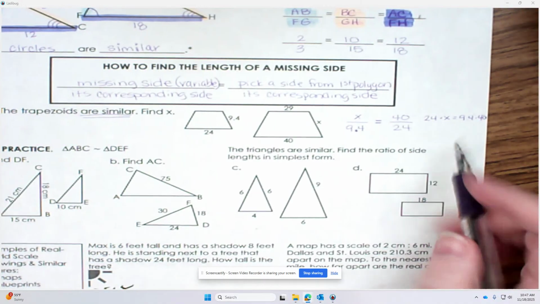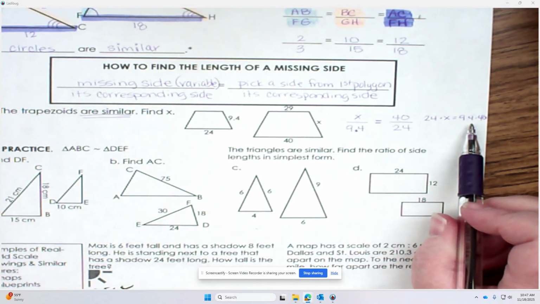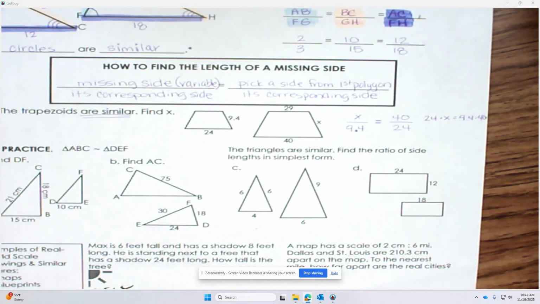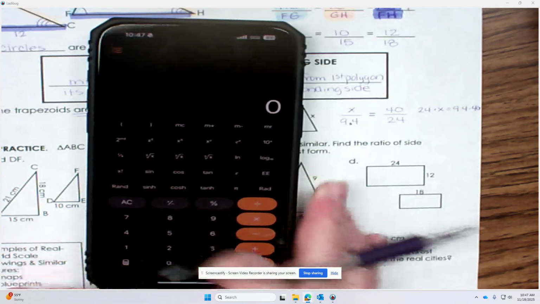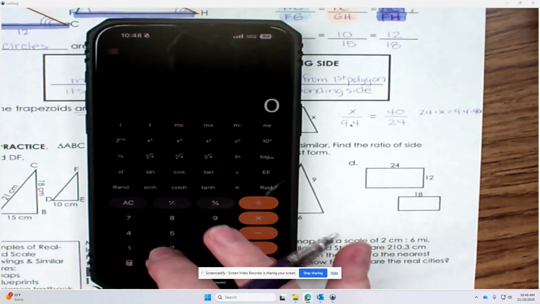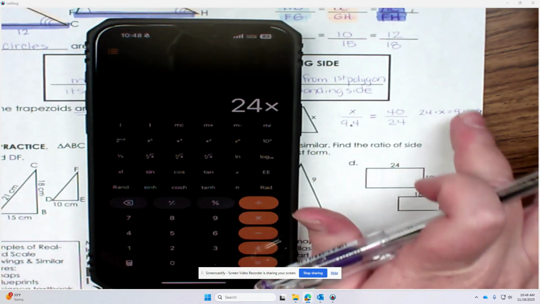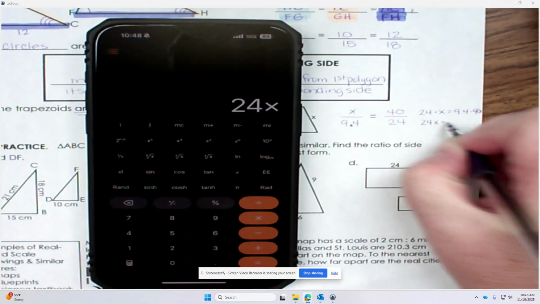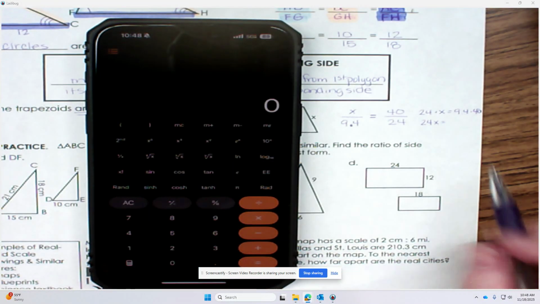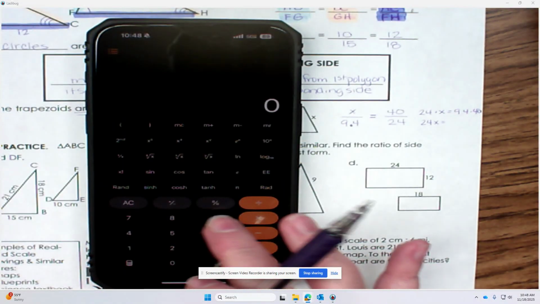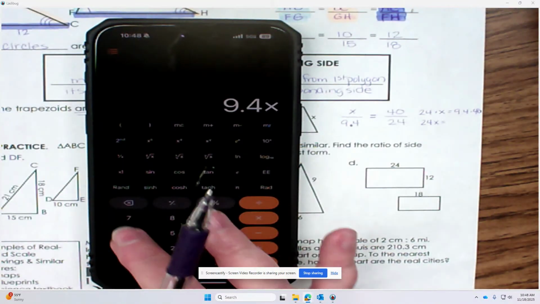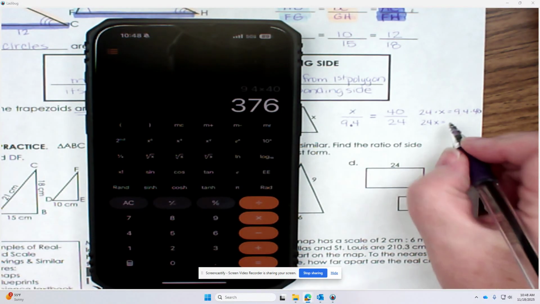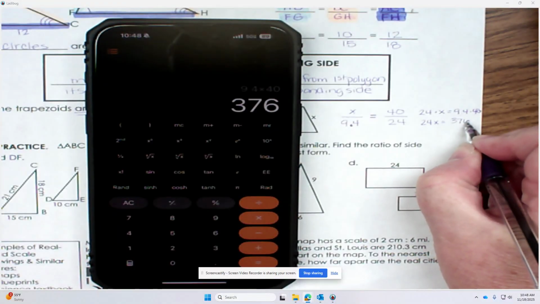Probably made a poor choice pushing that stuff so close together. Once again, if you need another piece of paper or something, please use it. Don't get confused. All right, so let's go ahead and grab our calculator because I'm feeling kind of lazy. I'm going to do 24 times x, so the 24x. I'm going to clear that. And then on this side, I have 9.4 times 40. So 9.4 times 40 equals 376.